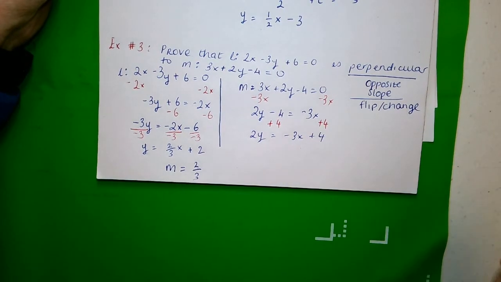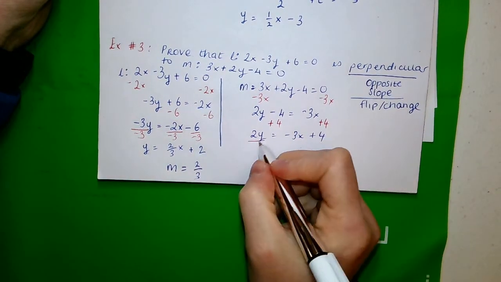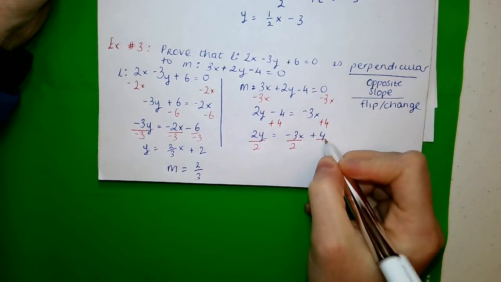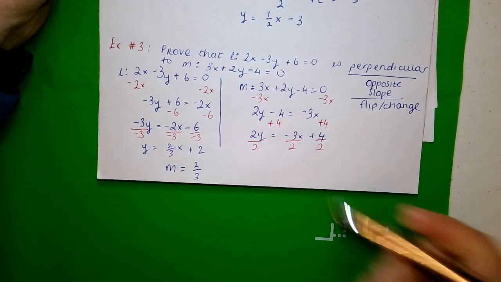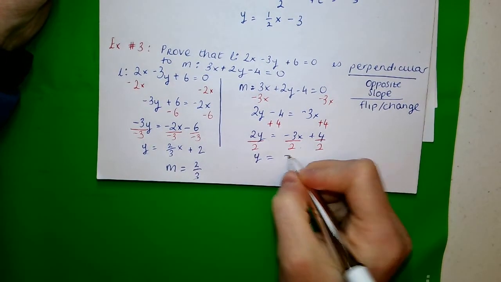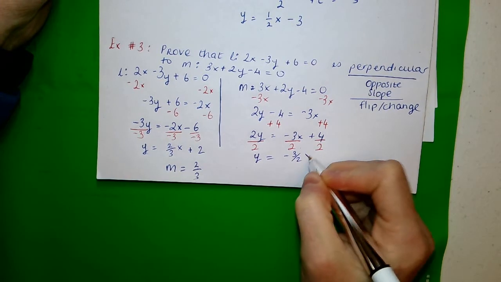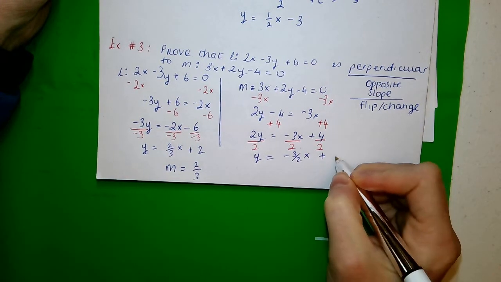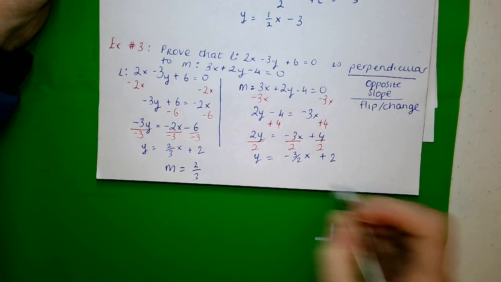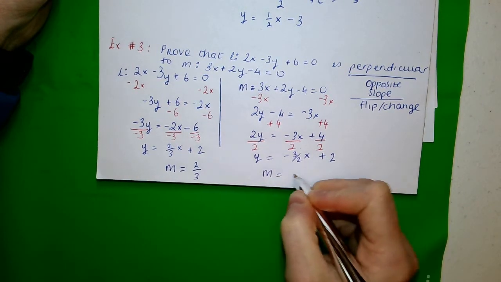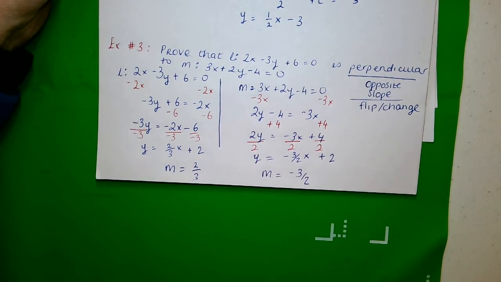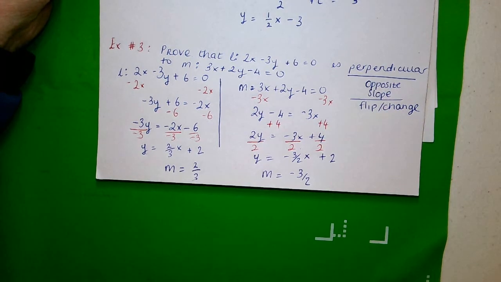And what I'm going to do now is divide everything by 2. Okay, and what we're left with here is y equals minus 3 over 2 x plus 4 divided by 2 is 2. Okay, as you can see here, the slope is minus 3 over 2. And this is the important part.